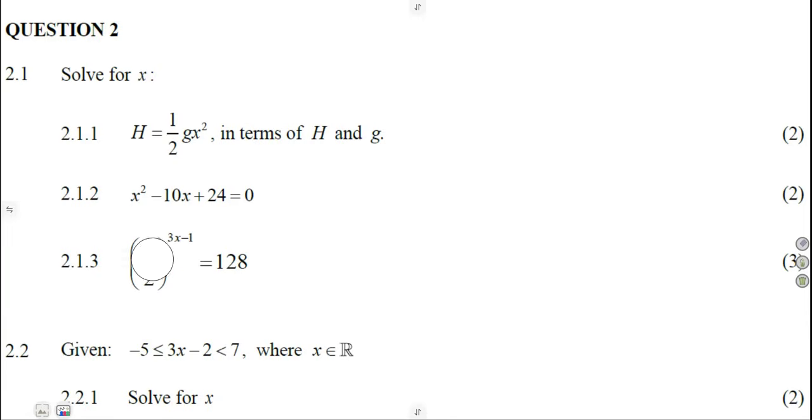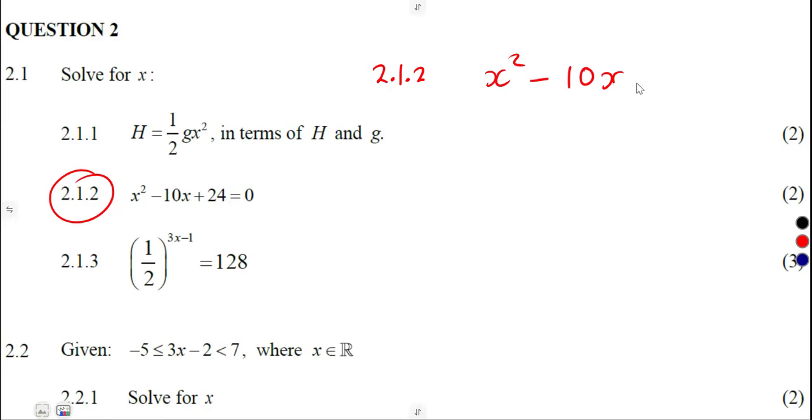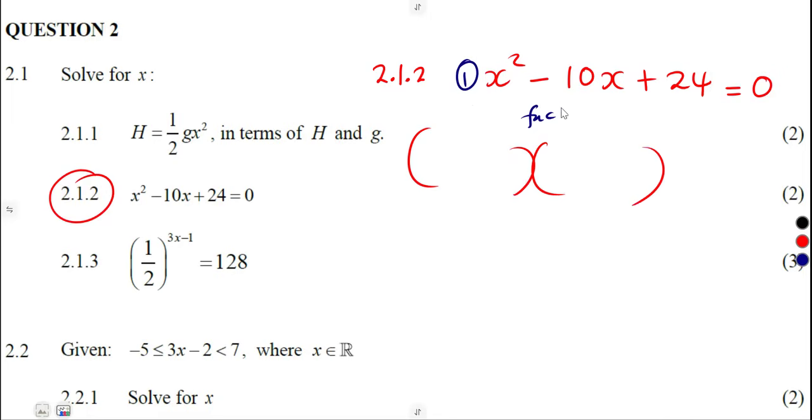Let us move on to 2.12, which is again to solve for x, and that's a quadratic equation that we are given there. x squared minus 10x plus 24 is equal to 0. Remember your factorization method. When the coefficient of x squared is 1, there's a direct factorization. So we are supposed to factorize our left-hand side in that case.